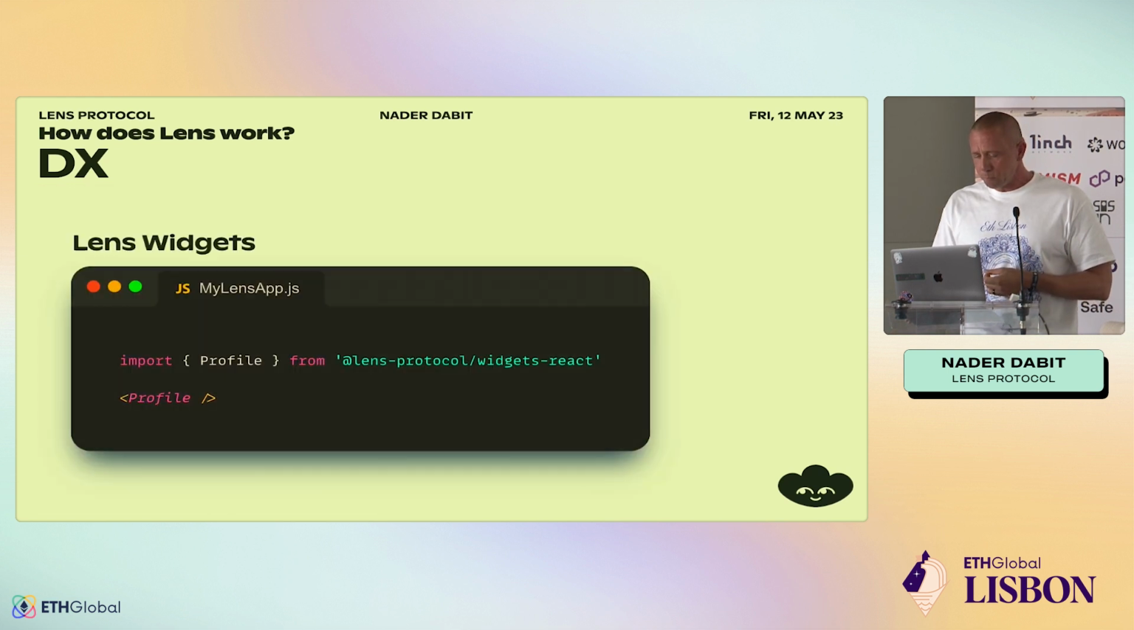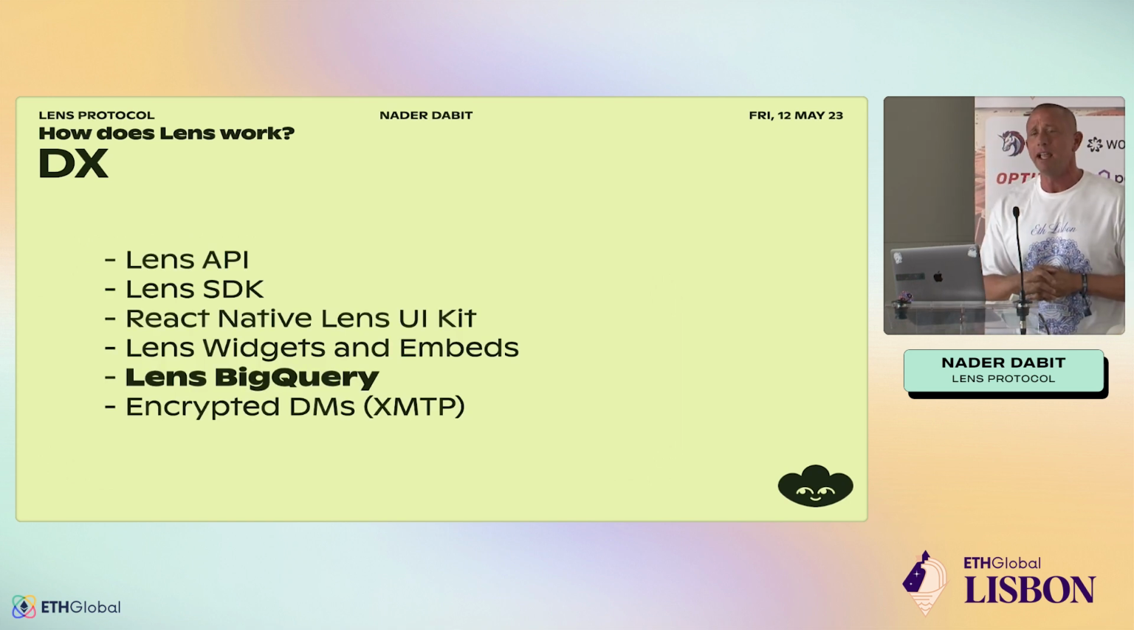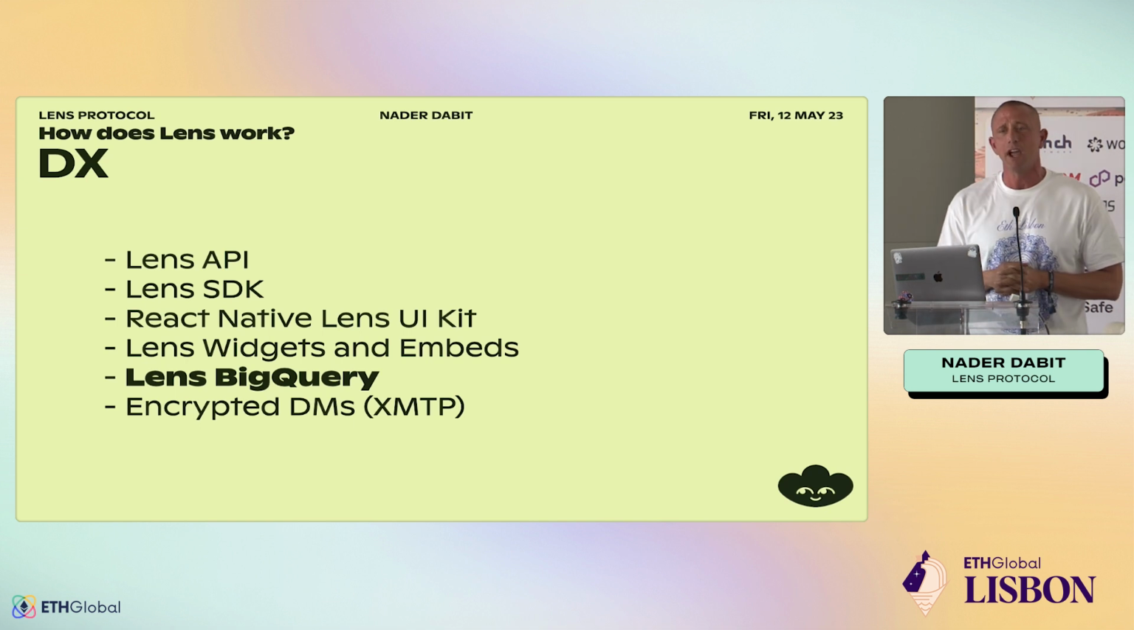So there's a lot of pre-built design in, but you can configure it by passing in props and things like that. And then finally, what we've been really excited about lately is the Lens BigQuery API and data set, which was released a few months ago, that has all of the data from all of the transactions and interactions that have happened on Lens available in a BigQuery data set with over 50 different tables that you can query from.